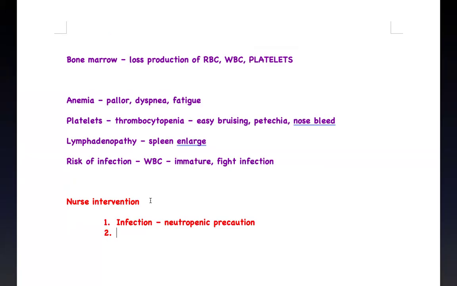So number one is what? When you're taking care of this patient, number one is what? You want to make sure that you wash your hands, hand washing or hand hygiene, extensively as much as possible to prevent infection. So washing with soap and water is the key. Then you have to advise this patient about neutropenic precautions.